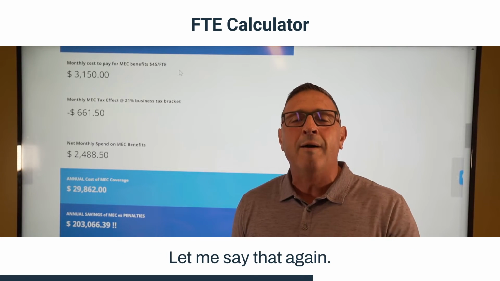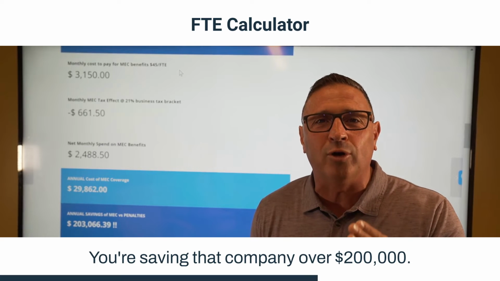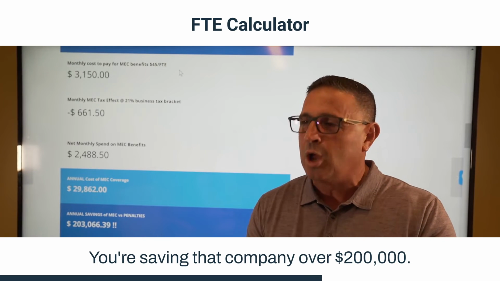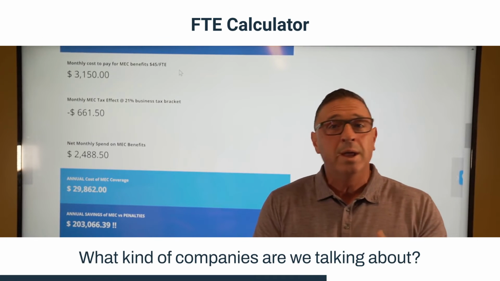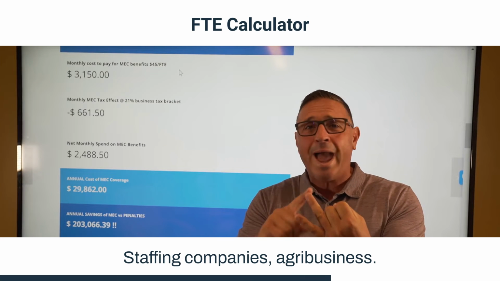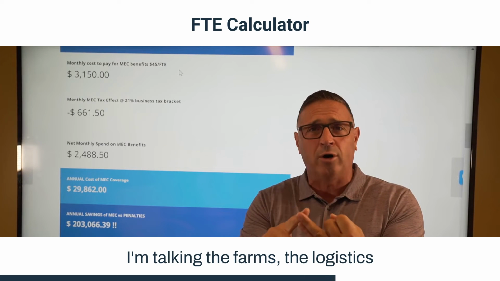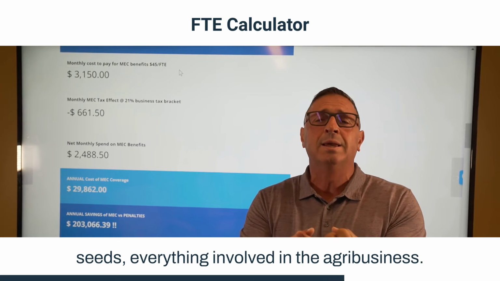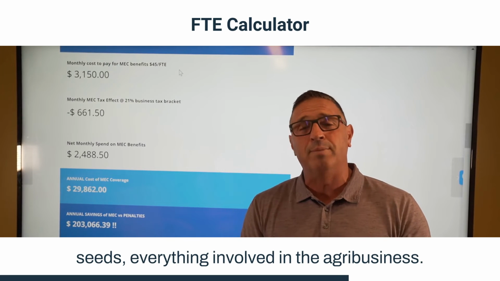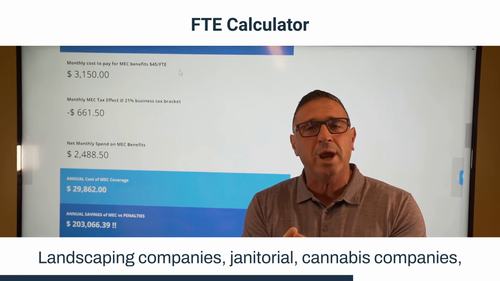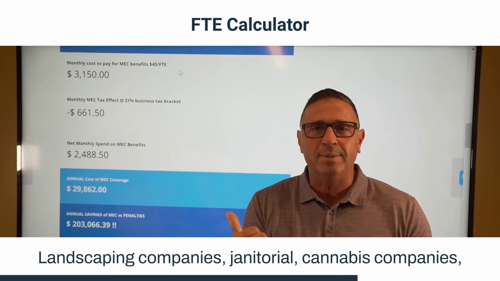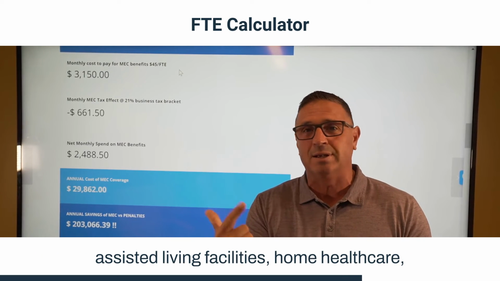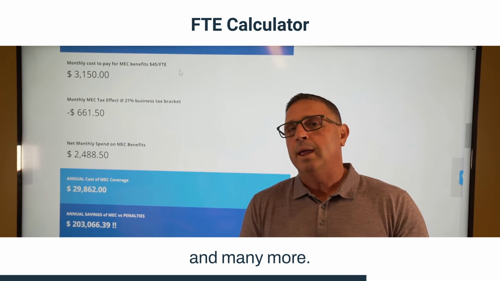Let me say that again. You're saving that company over $200,000. What kind of companies are we talking about? Staffing companies, agribusiness. I'm talking the farms, the logistics companies, the warehouse, the storage, the seeds, everything involved in the agribusiness. Landscaping companies, janitorial, cannabis companies, assisted living facilities, home health care, and many more.